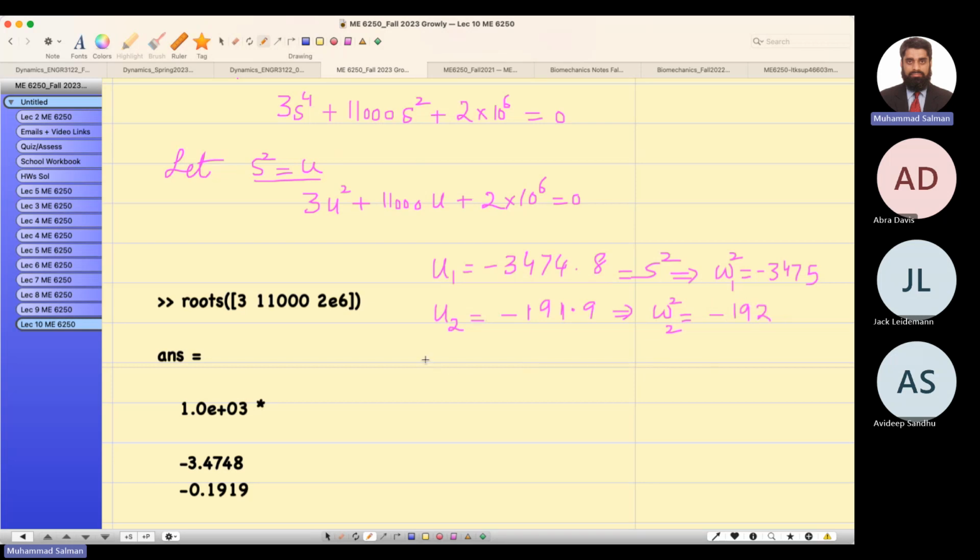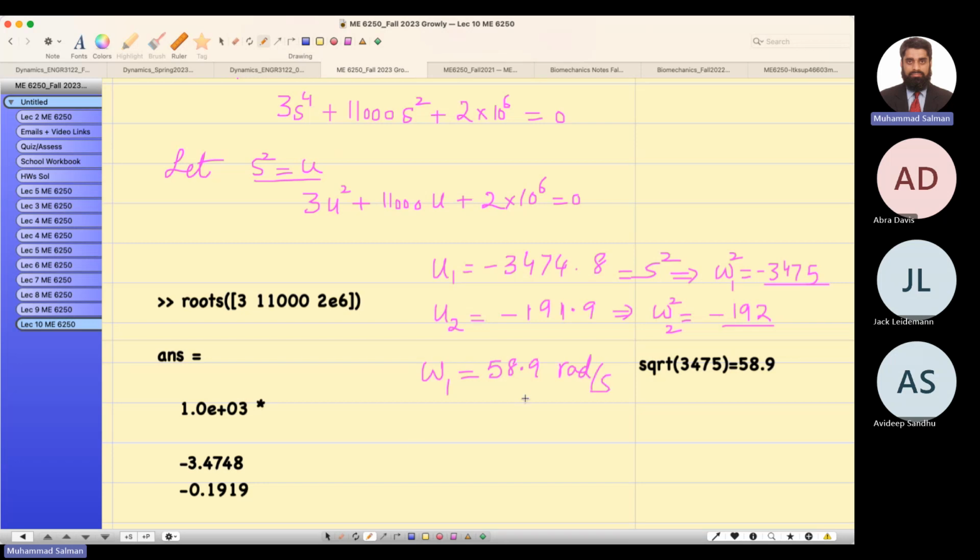Agreed? So what is omega 1 from the first one? You have to take the square root of that. What is the square root of 3475? Let me show you the square root of 3475. You see, about 59 radians per second. I'm sorry, this is the second one because this one is larger than this one. Let's keep it here for a moment. So this is 58.9 radians per second.